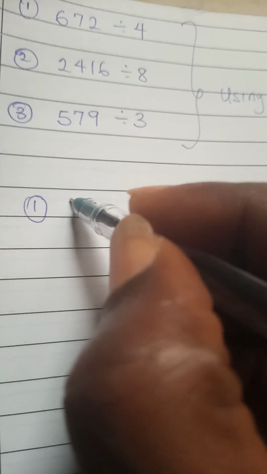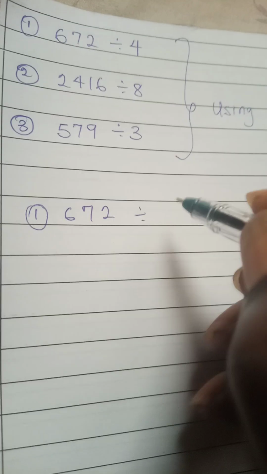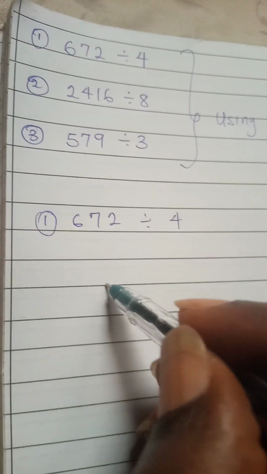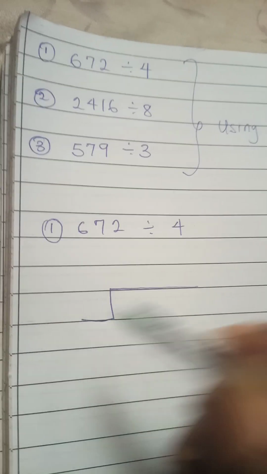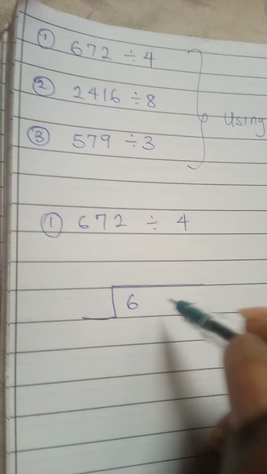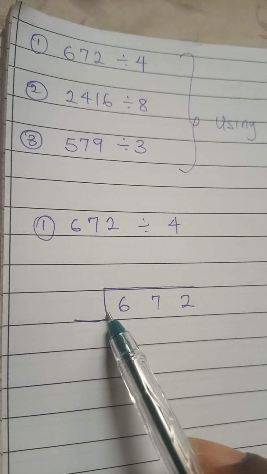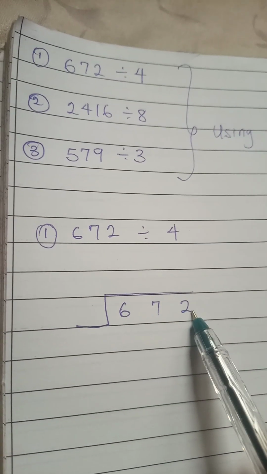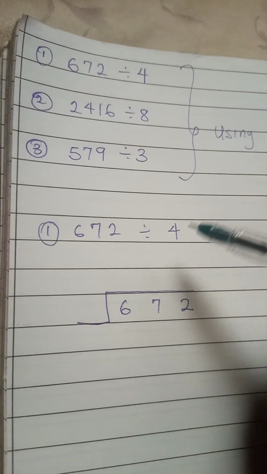Number one, we have 672 divided by 4. So we have our bus stop like this. Then we have our 672. Pupils are encouraged to leave space between their numbers like this so that their work will be very, very neat. So please take notes.